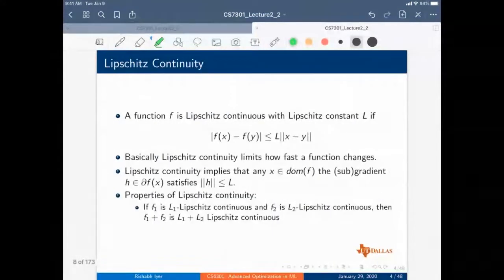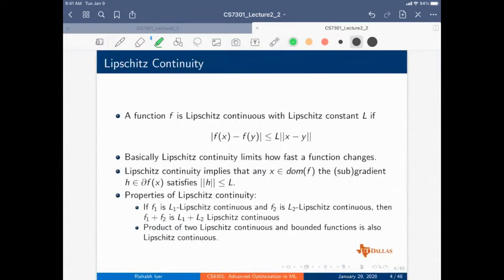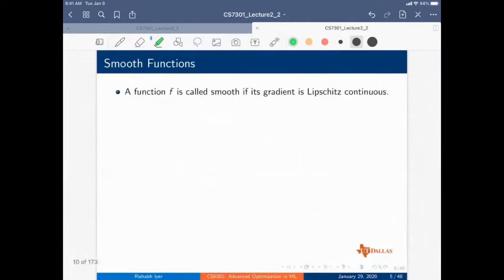Properties of Lipschitz continuity are that if f1 is L1 Lipschitz continuous and f2 is L2 Lipschitz continuous, then f1 plus f2 is L1 plus L2 Lipschitz continuous. I'm not proving this, but you can prove it relatively easily. It turns out that the product of two Lipschitz continuous and bounded functions is also Lipschitz continuous.